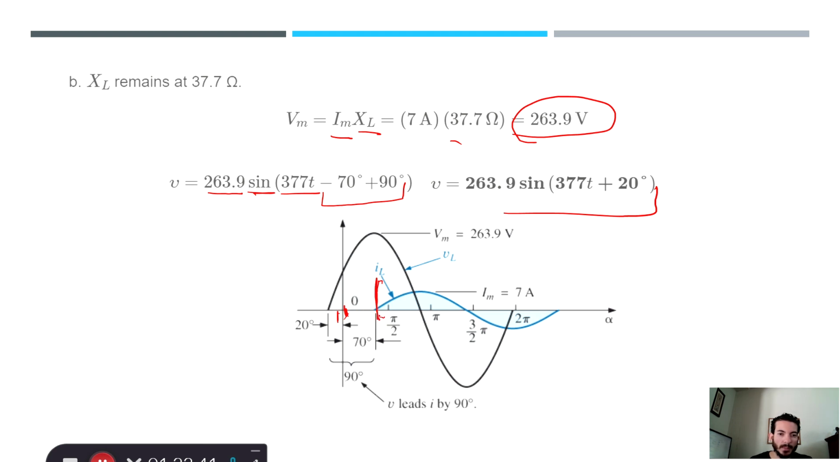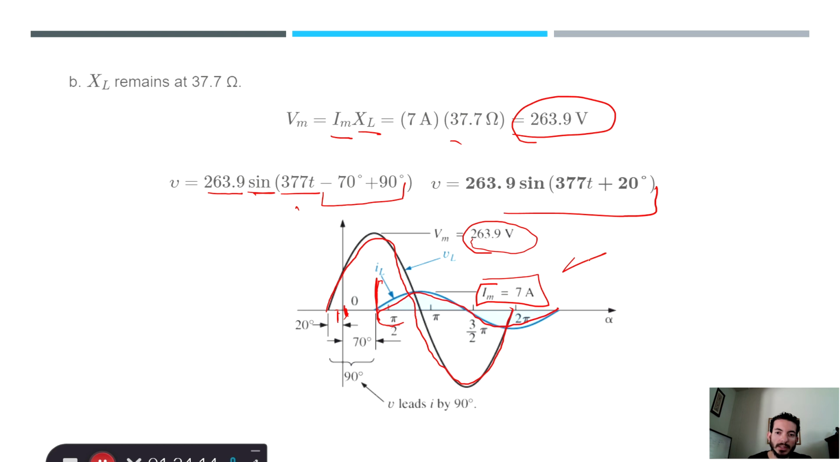So you plot your original wave, which is the current. The current is right here. And then when you plot it, you have to know that your voltage has a positive offset, meaning to the left, of 90 degrees. So that will put you at 20. So this is the voltage. 263 volts with a current of 7 amps.